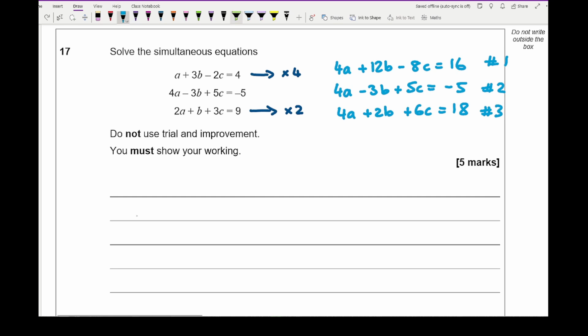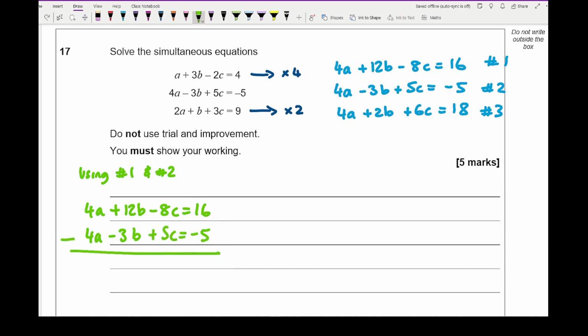Now what you want to do is get two equations and solve them using the more GCSE style of simultaneous equations. Using #1 and #2, I've got 4a plus 12b minus 8c equals 16, and I've got 4a minus 3b plus 5c equals minus 5. Now if I take away the two equations, the a's cancel out. 12 minus minus 3 is 15b, and minus 8 minus 5 is minus 13c, and 16 minus minus 5 is 21.